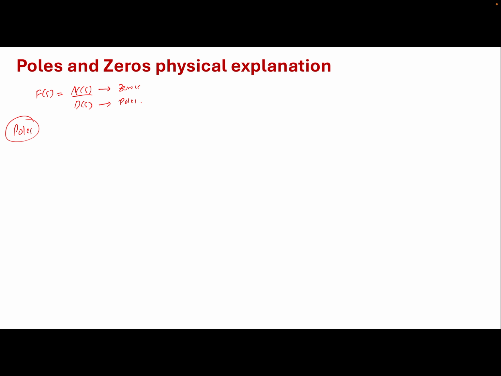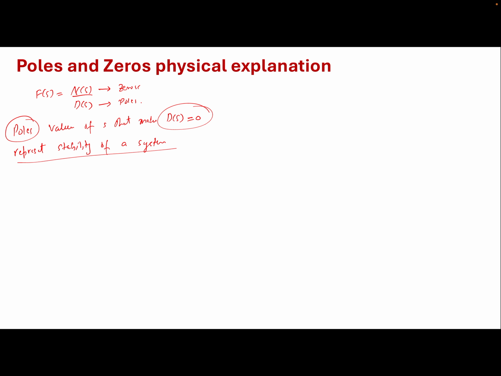So if you think about it, the poles are the values of s that make the denominator of s equal to 0. And poles practically represent the stability of a system, or a natural mode of the system.